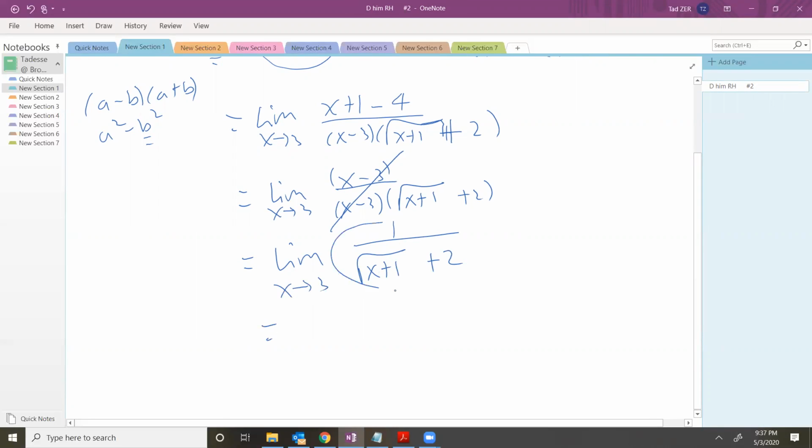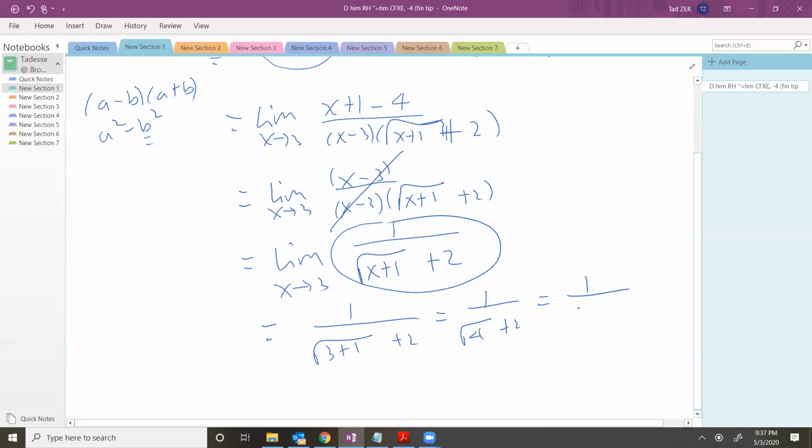Now this expression is defined at 3, so I can plug it in. That will be 1 over radical of 3 plus 1, plus 2, which is radical 4 plus 2. Radical 4 is 2, so 2 plus 2. The answer will be 1 over 4. So the limit will be 1 over 4.